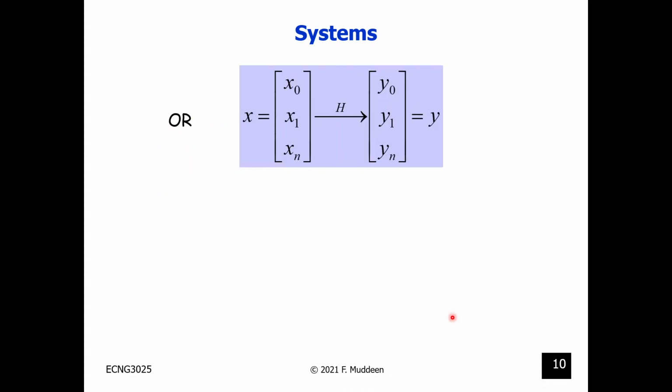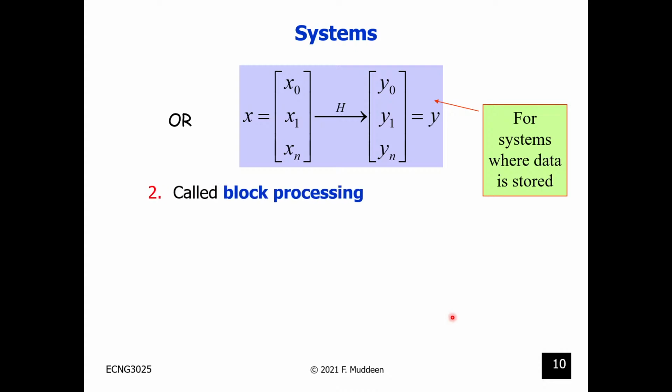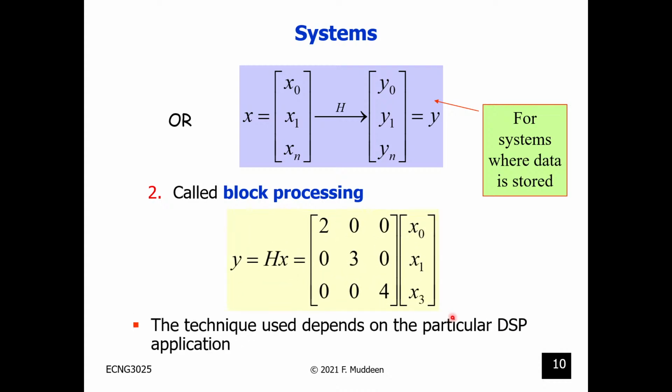The other method that you can use, and typically this is used when you have data that is stored and is not coming in real time, is what we refer to as block processing or parallel processing. So instead of having the data coming in sequentially, you now have the data represented in a parallel form, and you can apply an H matrix here to do the operations to get all the data processed in one go.